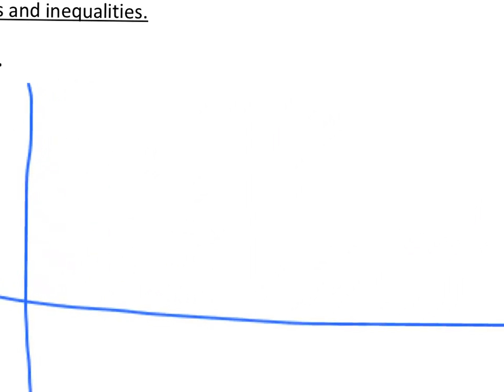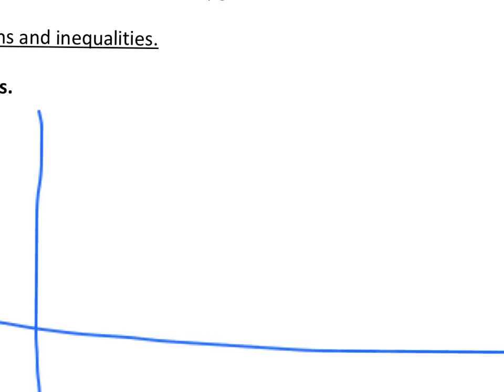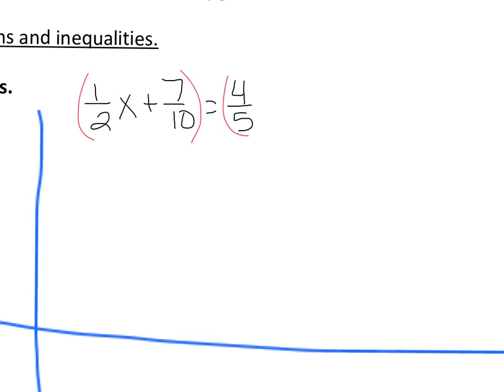Let's try another one together. This time, let's try 1/2 x plus 7/10 equals 4 over 5. Okay, once again, the first step is we need to look at all of my denominators, and I'm going to find the least common multiple between all of my denominators. So this time I'm looking at 2, 10, and 5. So you could make your cake or just start thinking through the multiples of each of those numbers. And you may notice that all of these numbers share 10 as a multiple.